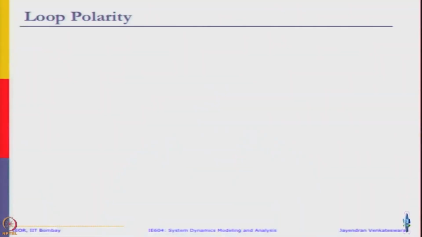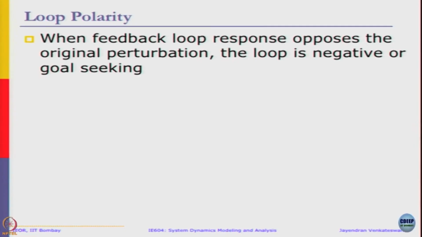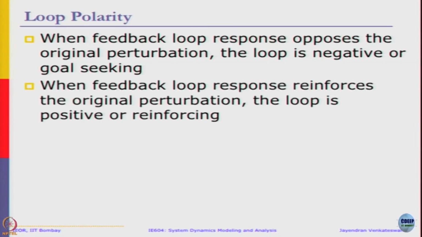So, we have already seen the loop polarity, links, and loops, balancing loop and reinforcing loop. When a feedback loop response opposes the original perturbation, the loop is negative or goal seeking. When a feedback loop response reinforces the original perturbation, the loop is positive or reinforcing. So, a negative loop, goal seeking loop or balancing loop are the same, and reinforcing or positive feedback loops are the same. Okay.